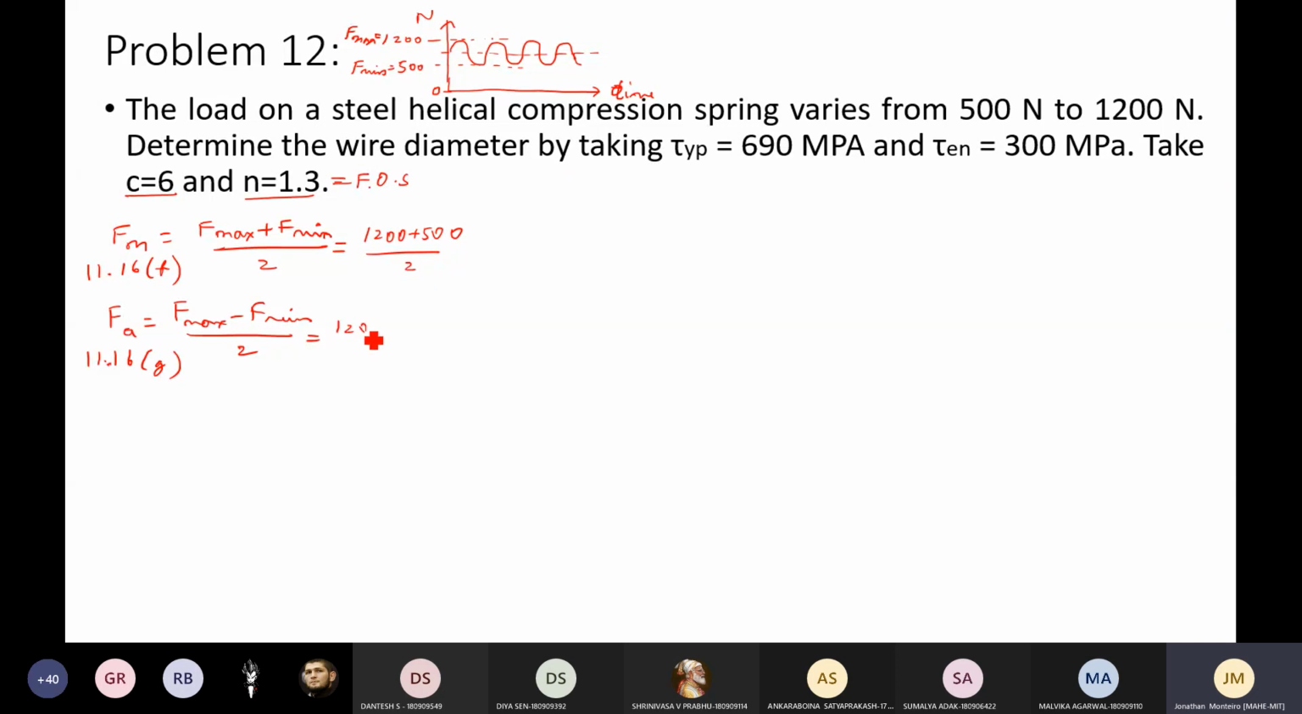And this is (1200 minus 500) by 2. So two values you will get, F max and F minimum. So here it is 850, correct. One is 850 and the other one is 350.